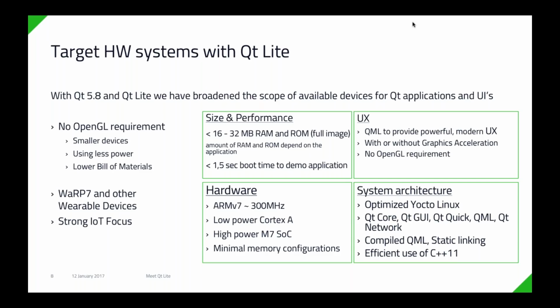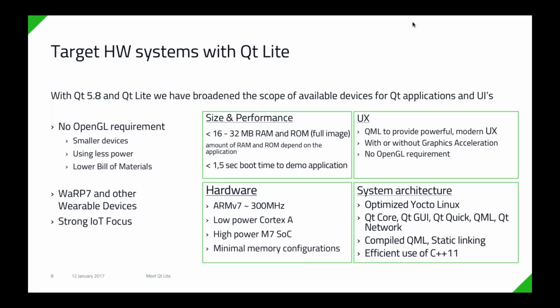This is also closely related to the fact that Qt Lite is a part of Qt the way Qt is today. It is not a complete rewrite of the Qt framework. So target hardware are things like the NXP Warp 7. Warp 7 is their wearable reference platform, which is based on the IMX7 architecture, and it has a very strong IoT focus. So devices like this are very simple to use with Qt Lite. Around 1.5 second boot time from cold boot Linux system to the Qt application. That's easy to achieve, and even beyond that, it's possible to bring it down.